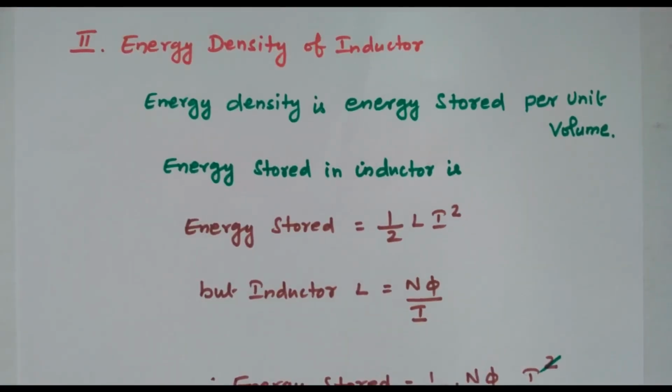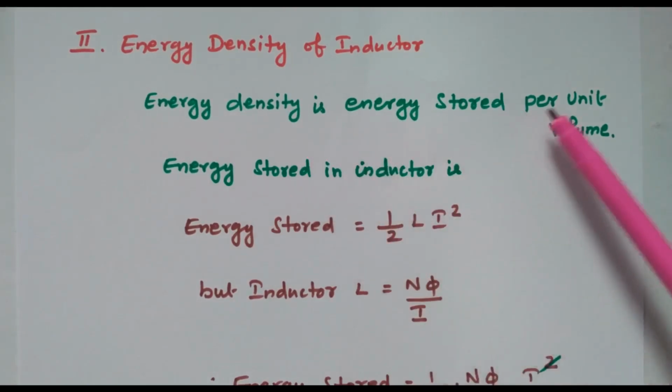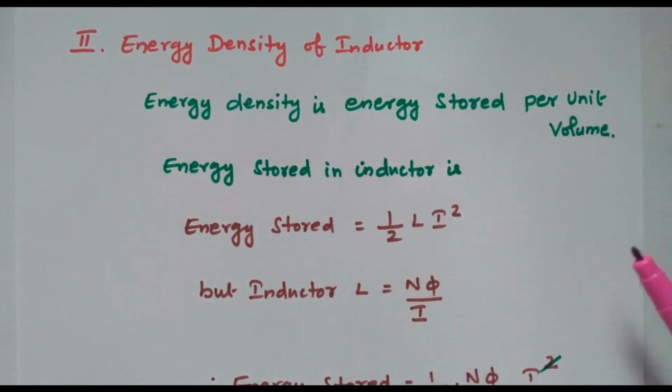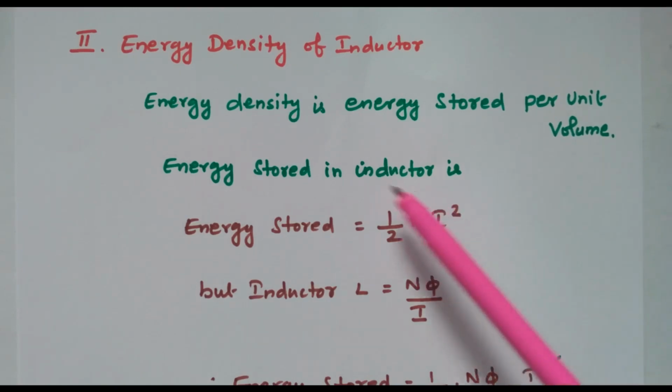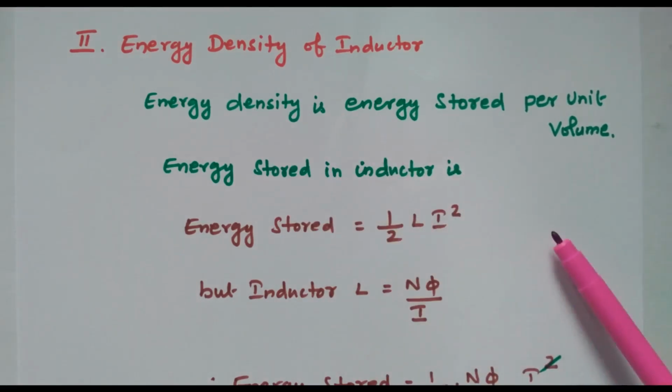Now we'll see energy density. So the energy density is nothing but energy stored per unit volume. Density means we can always refer to either length, area or volume. Here we are referring to volume, right? Density, how much for a given volume, right? So the energy density is energy stored per unit volume.